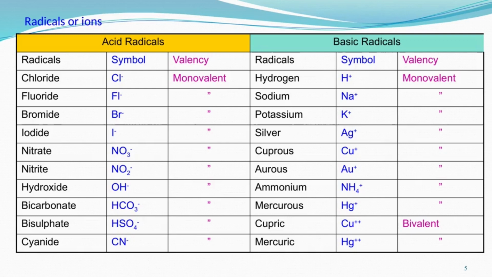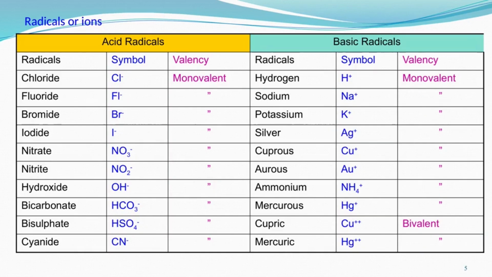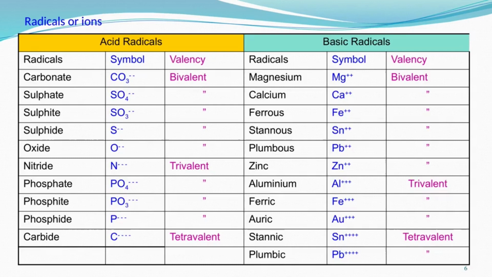Next slide. Next slide please. Other examples of radicals are chloride and fluoride, which I have given. Next slide please. We will discuss this later on, about other radicals also like carbonate, sulfate, sulfite, oxide, nitrite, phosphate, phosphite. You can see all these there.